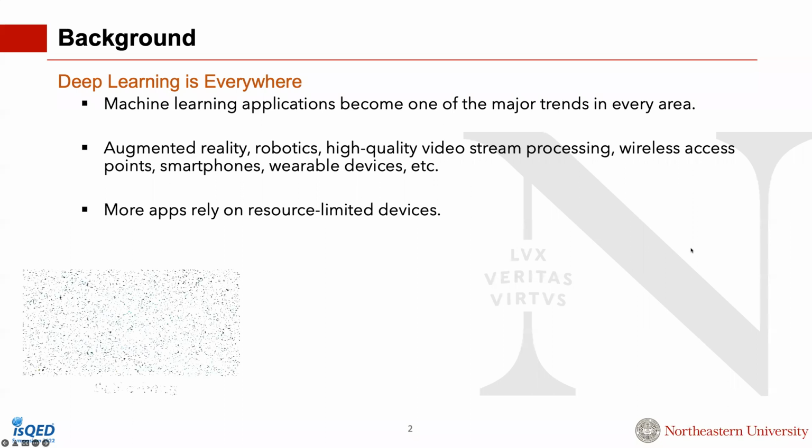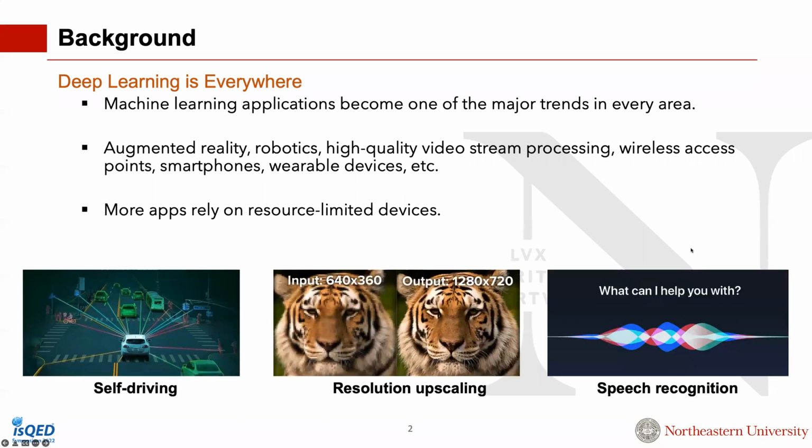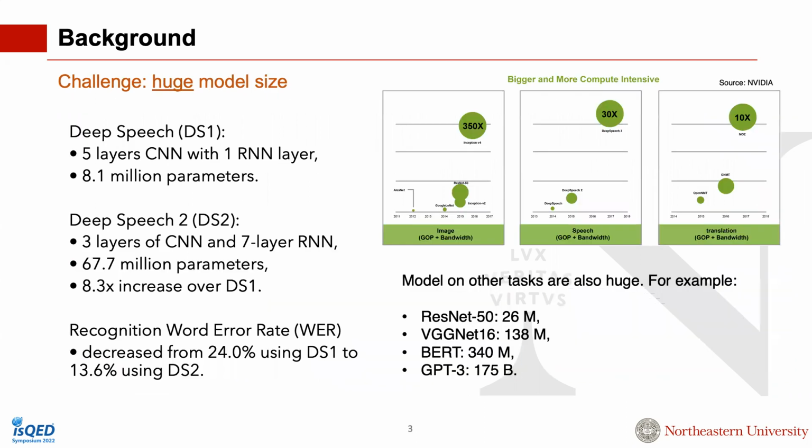Nowadays, machine learning is becoming increasingly popular. Deep neural networks have emerged as the fundamental element in machine learning applications due to their high accuracy and excellent scalability. Many new applications such as self-driving, resolution upscaling, and speech recognition rely heavily on DNNs. To promote portability and flexibility, more applications now target resource-limited devices, such as mobile phones.